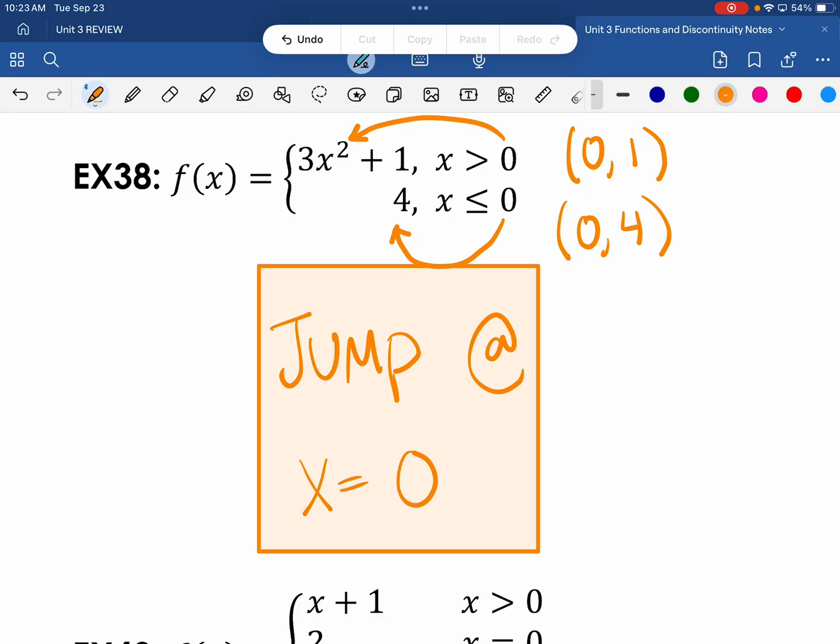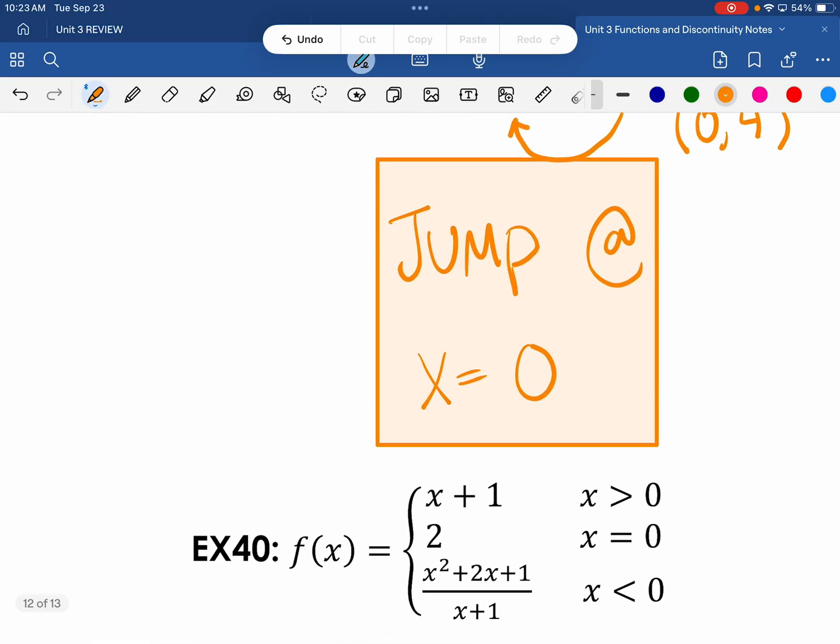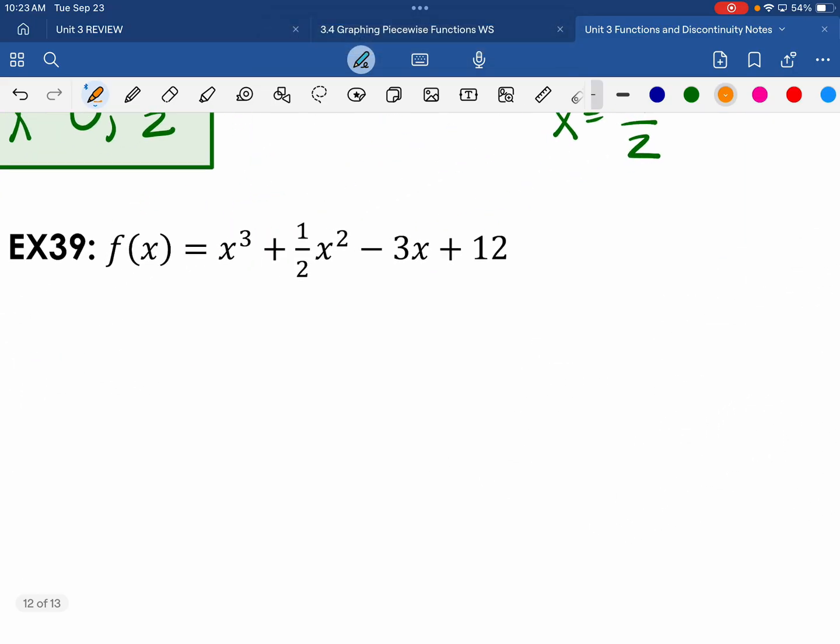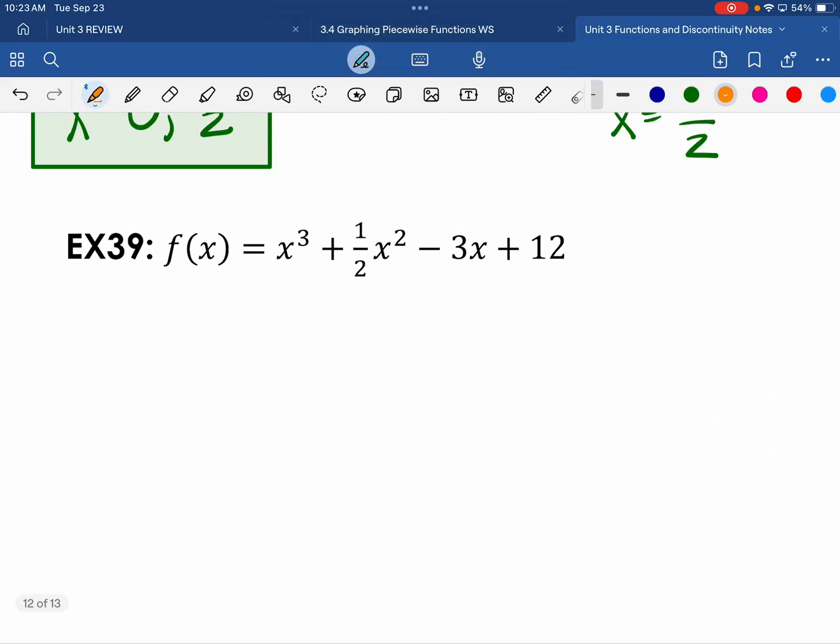All right, almost done, 2 more. All right, on 39. Do you have a fraction? No. A fraction with x in the bottom? No. So no fraction with x in the bottom. It's not a rational. And is it a piecewise? No, it's just a polynomial.